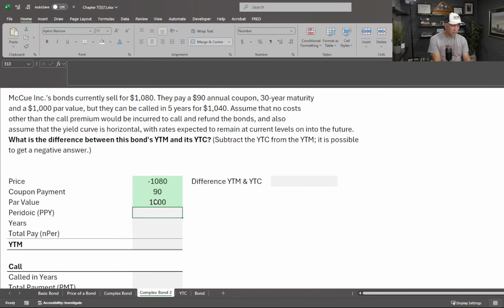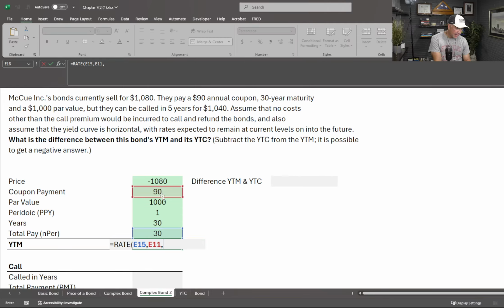Par value, always 1,000. How many payments per year? Like I said, it's only 1. Years are 30. Total number of payments would be the 30. Now we can find out what is our yield to maturity. I'll say equals rate. I don't have to multiply times anything. The payments are yearly, so the rate will be yearly. So total number of payments is 30. Our PMT is 90. The present value, we paid 1,080. The future value is the 1,000. That's what we get at the end.